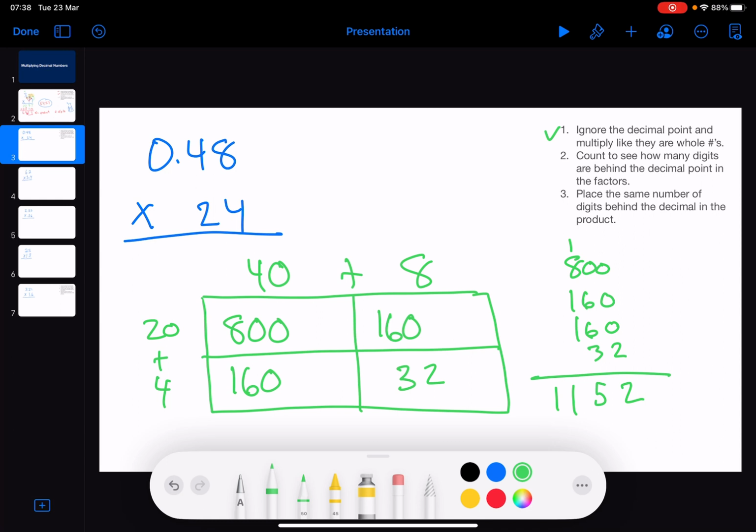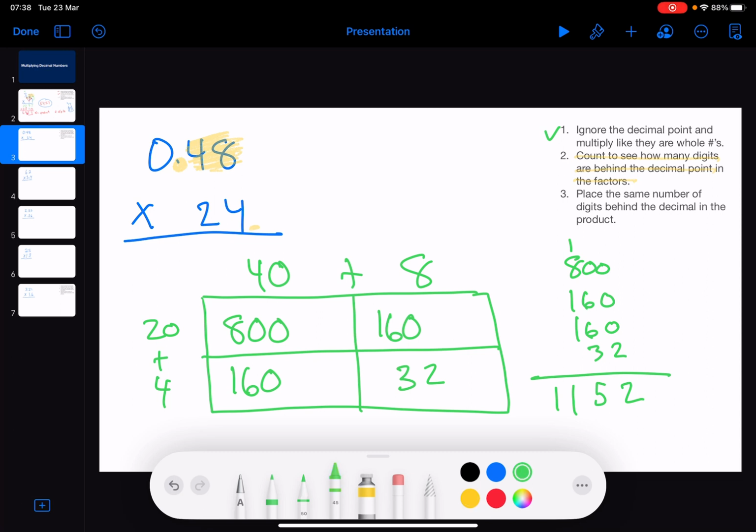The problem is 48 hundredths times 24. So I'm not done yet. Next, I need to count to see how many digits are behind the decimal point in the factors. So this factor here, there's a decimal point, and there are 2 digits behind the decimal point. So that means that in my answer, there have to be 2 digits behind it, right? There's none over here. There's no decimal point, so there's just the 2.